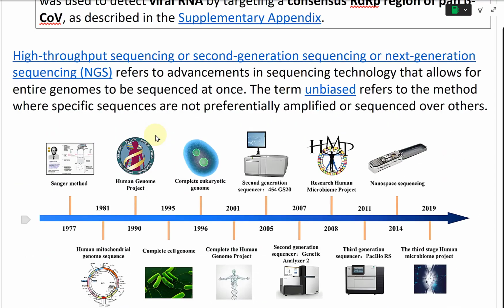And let's go over some more technical terms. High throughput sequencing, or second generation sequencing, or next generation sequencing, NGS, refers to advancements in sequencing technology that allow for entire genomes to be sequenced at once. And the term unbiased refers to the method where specific sequences are not preferentially amplified or sequenced over others.